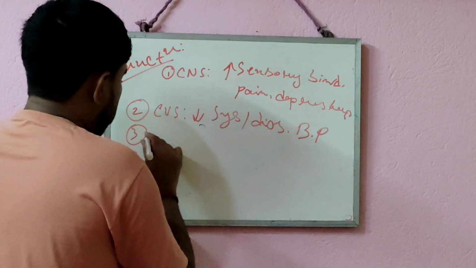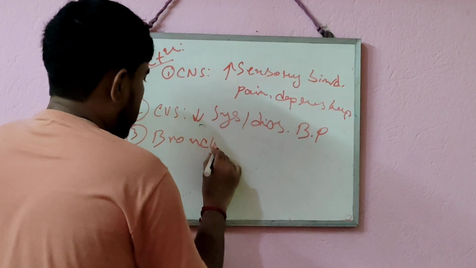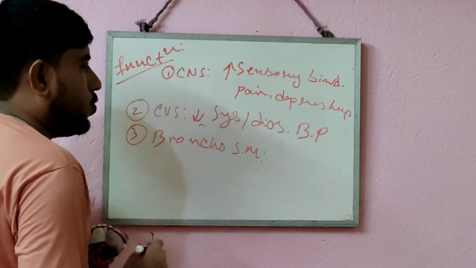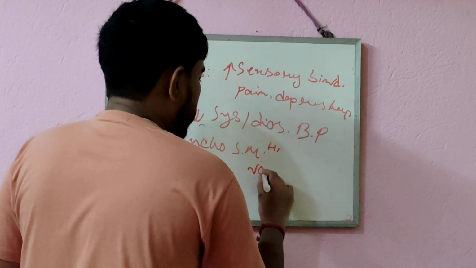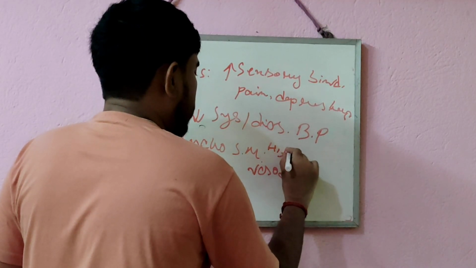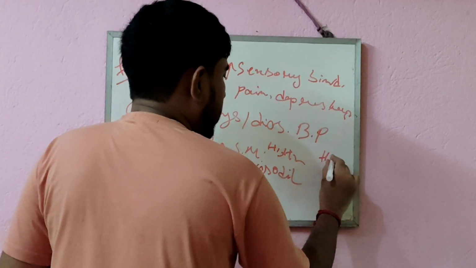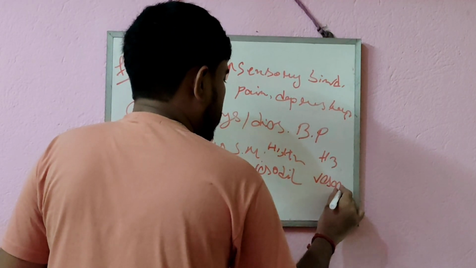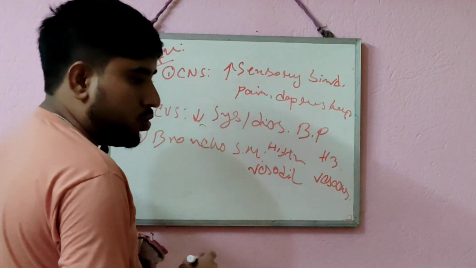Third point, bronchial smooth muscle. In bronchial smooth muscle, as I explained, when it binds with H1, it does vasodilation. When it binds with H2, it is also doing vasodilation. In case of H3, it does vasoconstriction. So this is the action on bronchial smooth muscle.